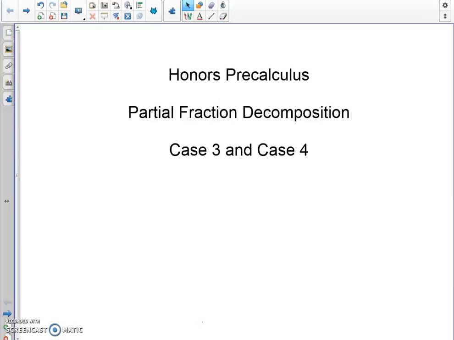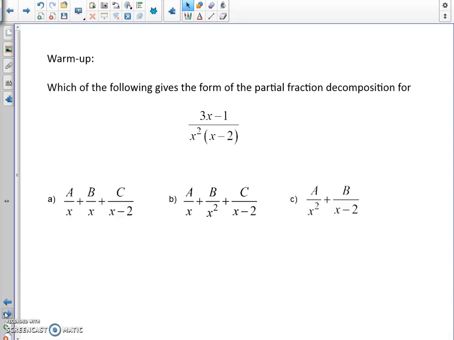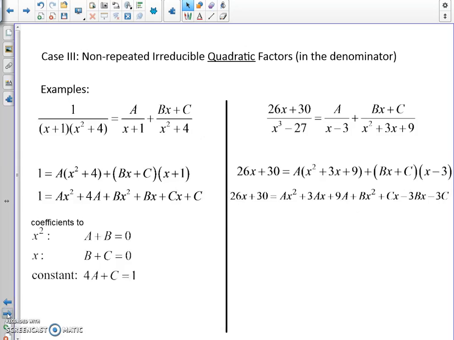Okay, class, today we're going to look at the second day of partial fraction decomposition, cases 3 and 4. I'm going to have you begin with this warm-up, a review of what we did yesterday. Can you recall the appropriate setup for this particular type of problem? Okay, I hope you didn't have any difficulty with that problem.